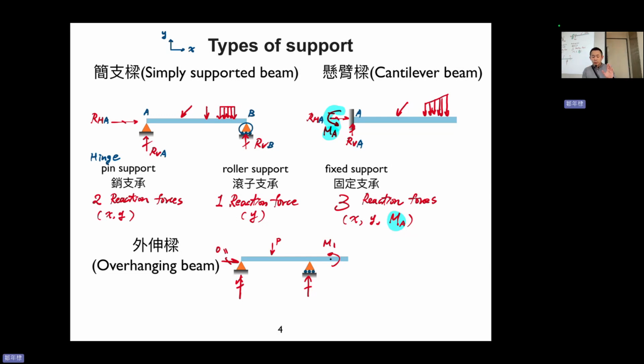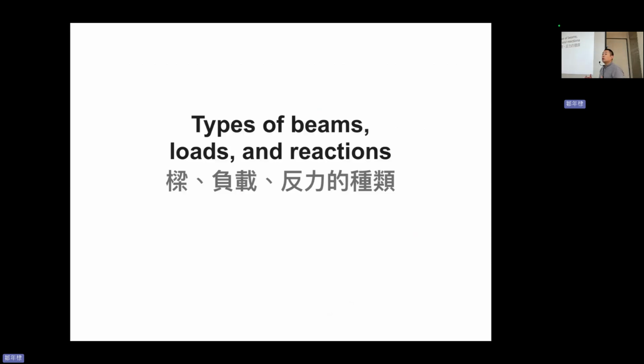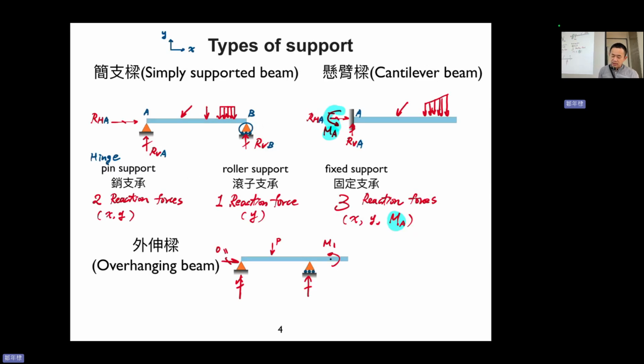Right. So yesterday we talked about chapter 4. Chapter 4 is the shear and moment diagram, mainly trying to draw the shear profile or moment profile along this axis. Before that, we need to introduce several symbols and types. Firstly, the types of support.